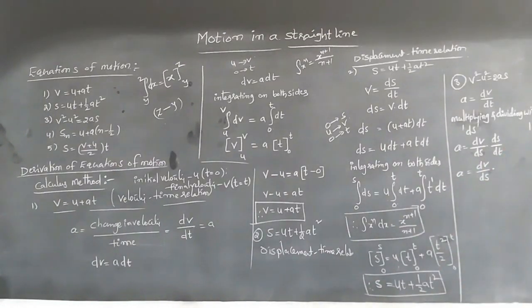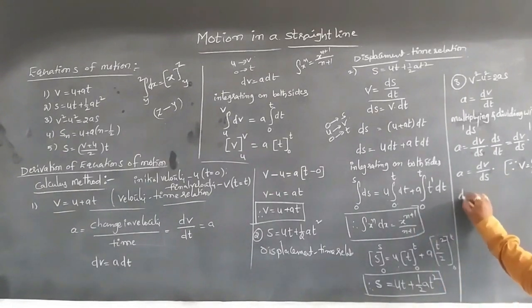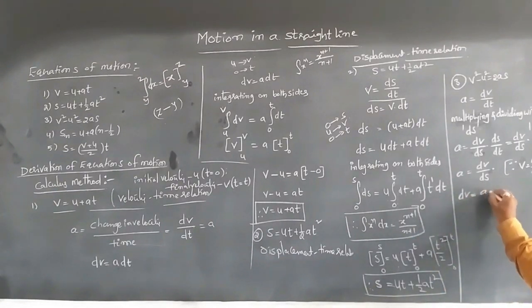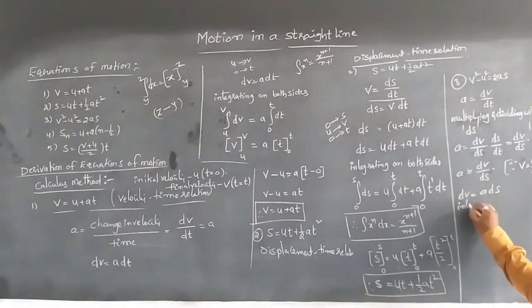What is ds by dt? Here we wrote that the rate of change of displacement is called velocity. So we are writing dv by ds into v, since v is equal to ds by dt. Then, integrating on both sides, we get v dv is equal to a ds, multiplying and then integrating on both sides.